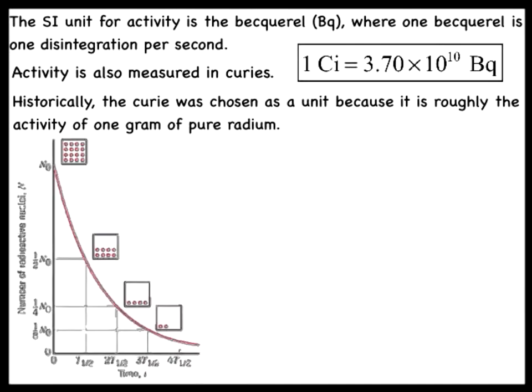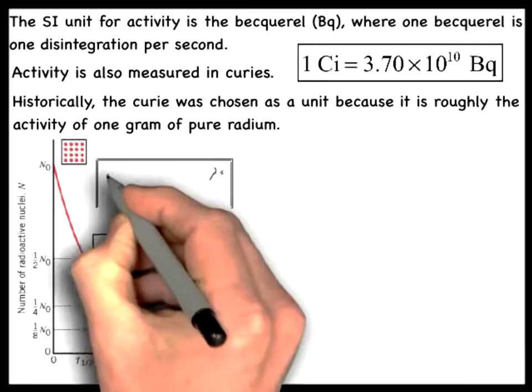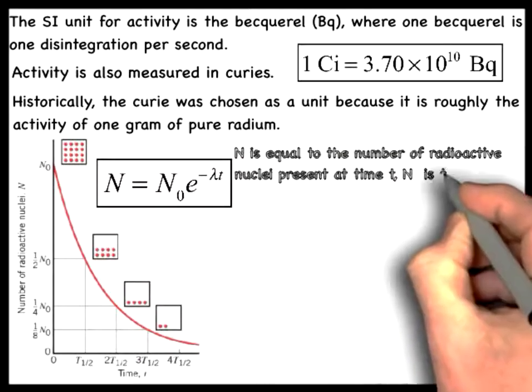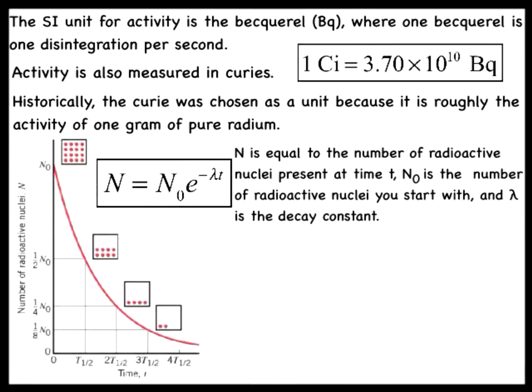By applying calculus to the curve in the figure, we can determine the mathematical expression that describes it. We find that radioactive decay is an exponential process given by the following, where N is equal to the number of radioactive nuclei present at time t, N0 is the number of nuclei you start with, and lambda is the decay constant. Here, lowercase e is the base for natural log. It is an irrational number with a value of approximately 2.718. You will want to check your calculator, as many of them have a button for e to the x.